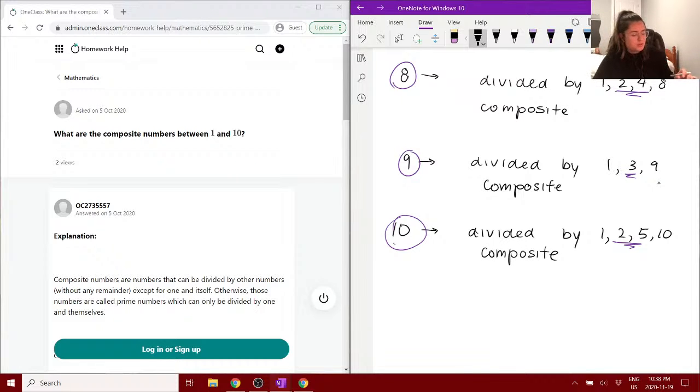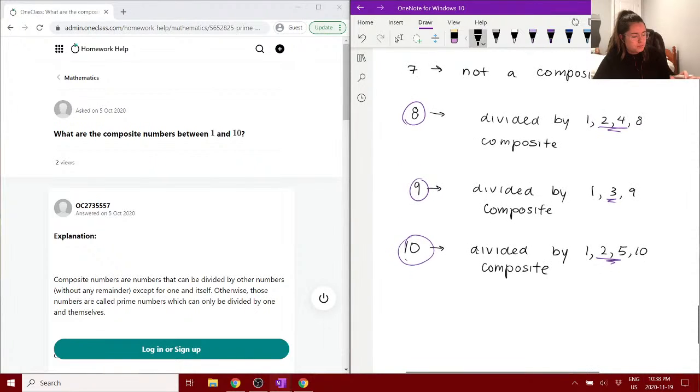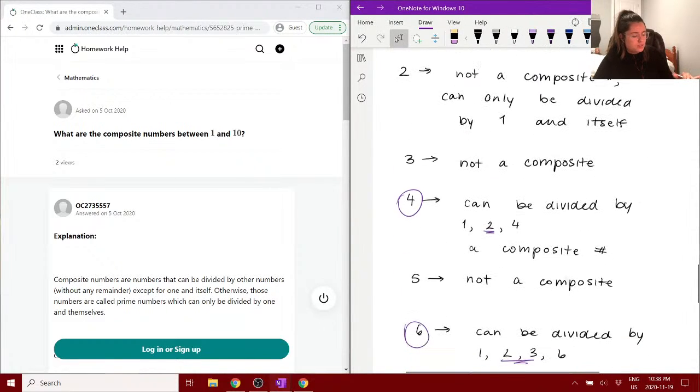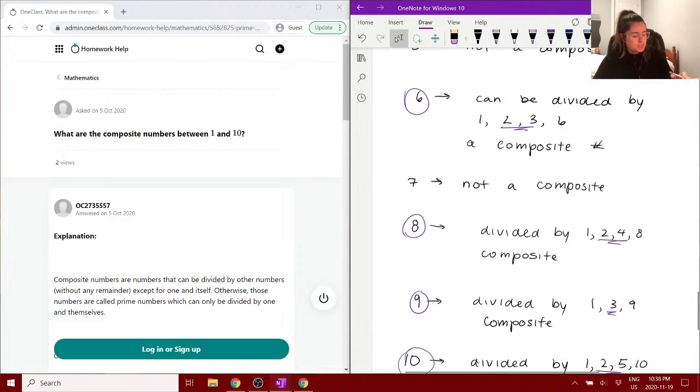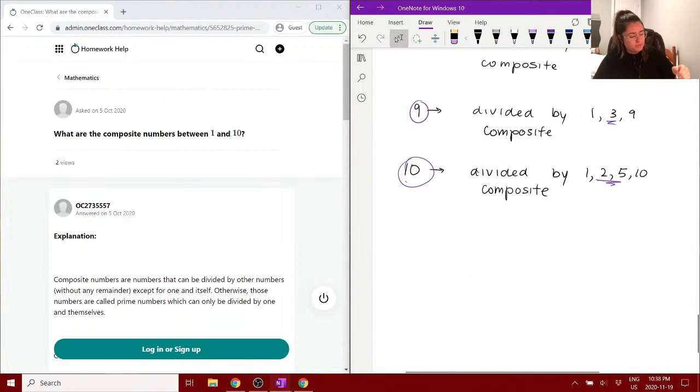All right, so in the end, let's look at what we got. Circled here we have 4, 6, 8, 9, and 10. So you can say 4, 6, 8, 9 and 10 are composite numbers between our 1 and 10.